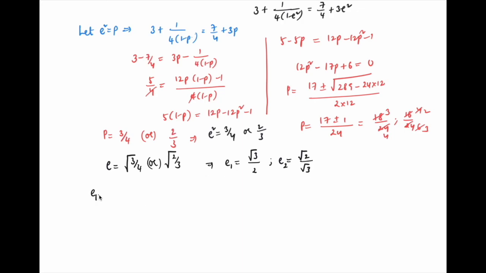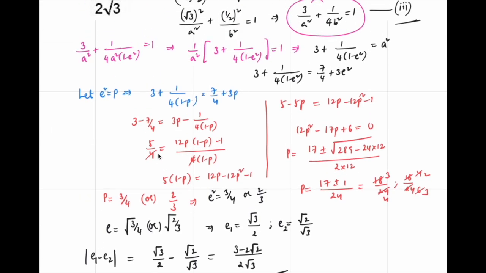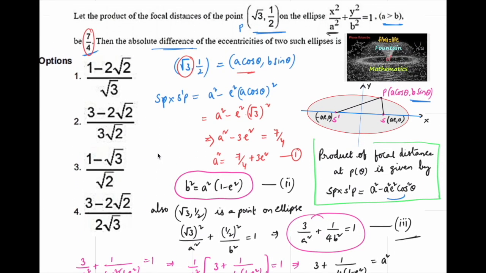And we need the absolute difference of the eccentricities e1 and e2. So clearly we can say root 3 by 2 is greater than root 2 by root 3. So we take root 3 by 2 minus root 2 divided by root 3. Root 3 into root 3 is 3, so (3 minus 2 root 2) divided by 2 root 3 will give the absolute difference between the eccentricities. So we can go with option 4. Option 4 is the answer.